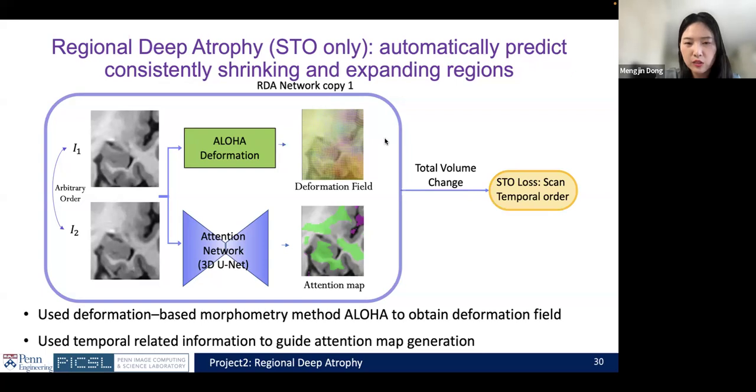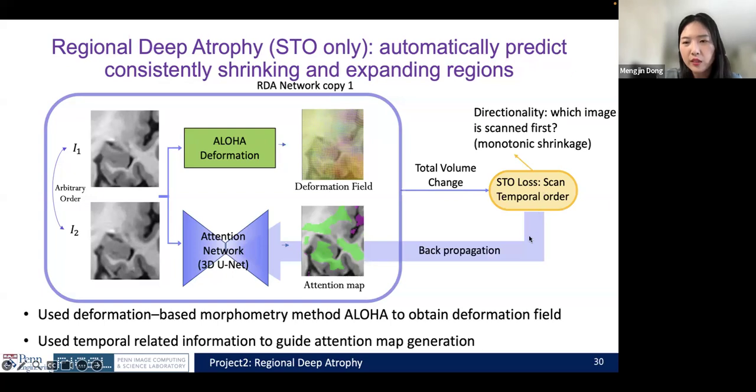And with that, we use the same strategy to integrate network-predicted areas with the deformation field to get the total volume change. And this scan temporal order loss that we developed in the past will be back propagated to this attention network to guide this attention map. So this is the regional deep atrophy algorithm with scan temporal order only. The key idea for this algorithm is that we use a deformation-based morphometry method to obtain the deformation field here, and then we use temporal-related information, which is the scan temporal order loss, to guide attention map generation.